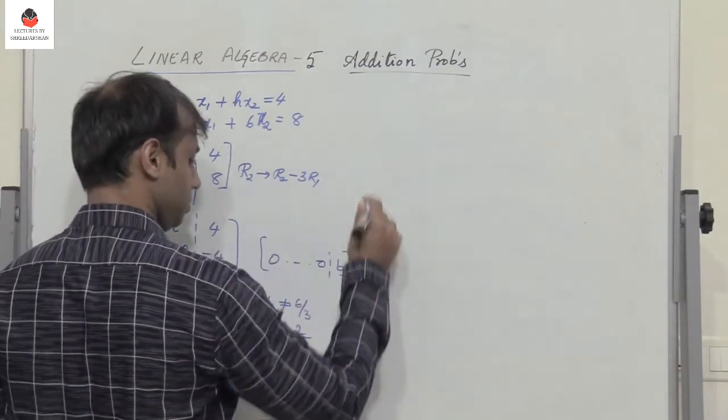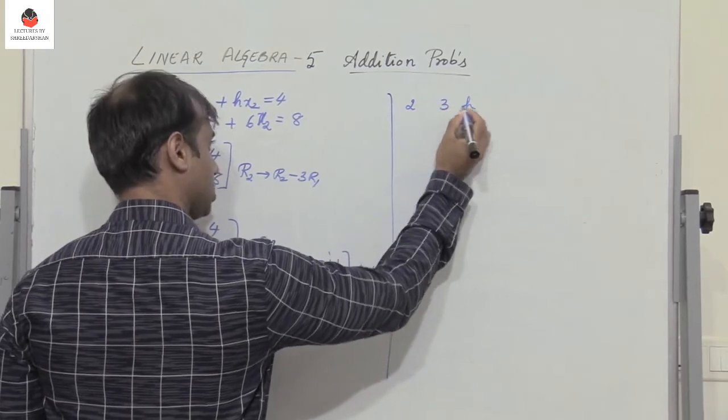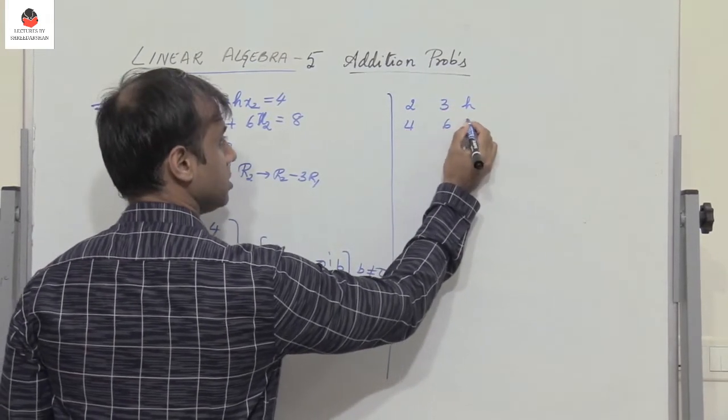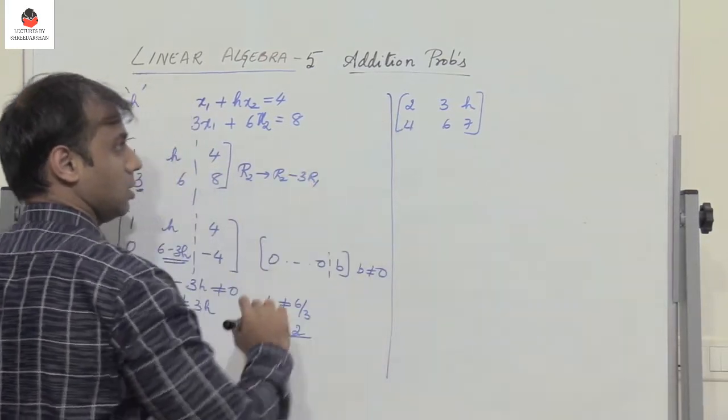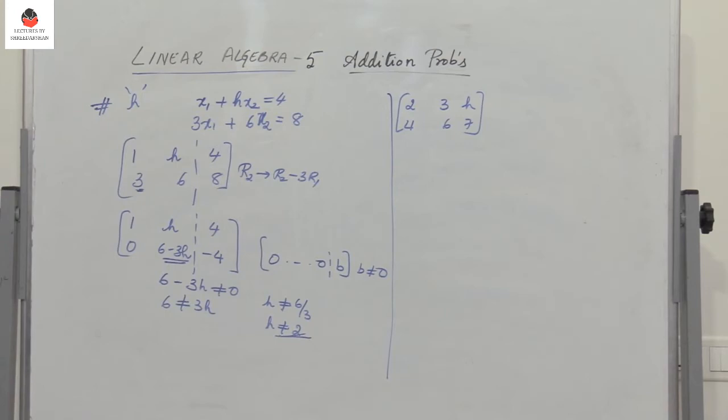Let's take another problem. I have the augmented matrix [2 3h 4; 6 7]. The same question: we need to find the value of h such that the augmented matrix represents a consistent linear system.